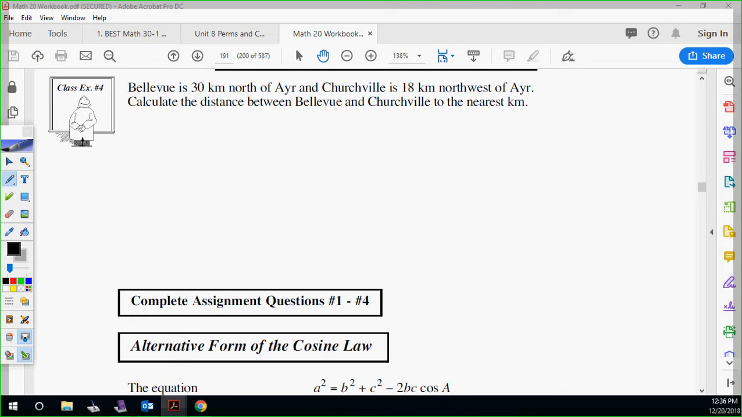So that means we have A, 30 kilometers north, so just straight 30. Okay, and then 18 kilometers northwest of Ayer is Churchville. So this one is B. So it's like that. This is C. Northwest. Yeah. And so what's the distance between Bellevue and Churchville? So we're trying to find BC. What we know is this is 30 and this is 18.